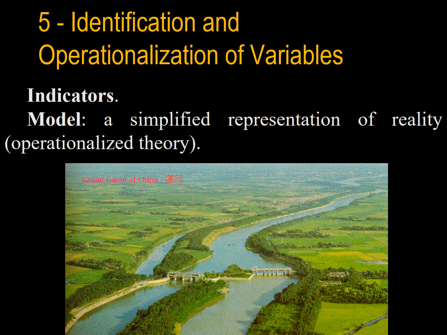Ultimately, we're creating a model. A model is a simplified representation of reality. It's what we call operationalized theory. Operationalizing something, a variable, is when we look for indicators.